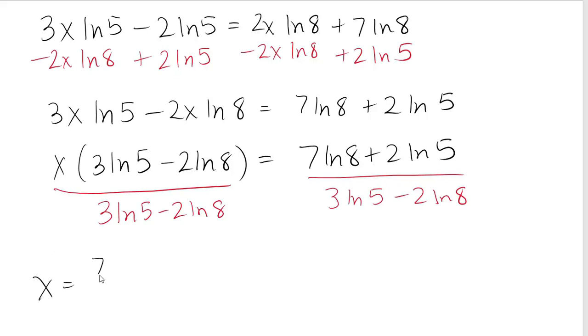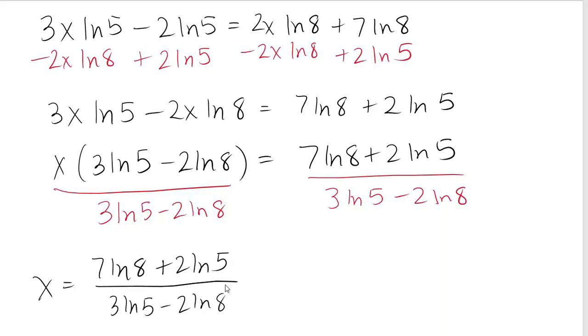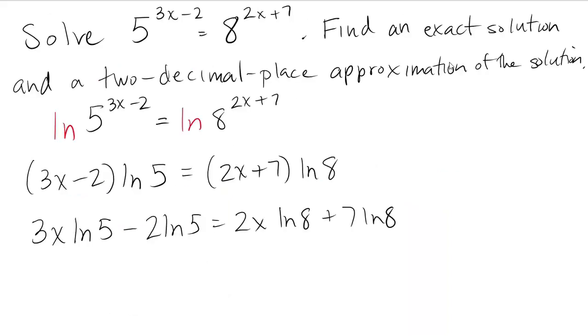And I get x equals 7 natural log of 8 plus 2 natural log of 5 divided by 3 natural log of 5 minus 2 natural log of 8. And that's a perfectly acceptable exact answer. I do not need you to simplify it any further than that. What we do need to do, however, is come up with a 2 decimal place approximation.